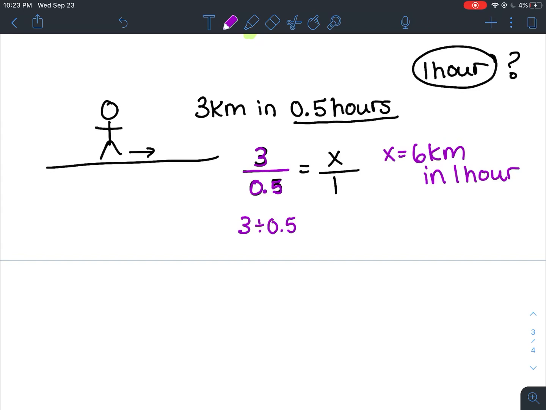Or logically, this one's an easy one. If you can walk 3 kilometers in half an hour, then to go the other half hour, you're walking another 3 kilometers. So every time you walk 3 kilometers in 30 minutes, you do another 3 kilometers, and now that's 1 hour.